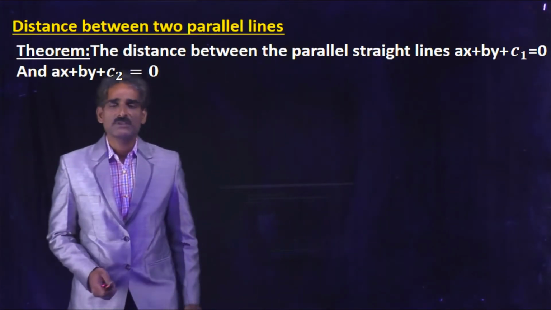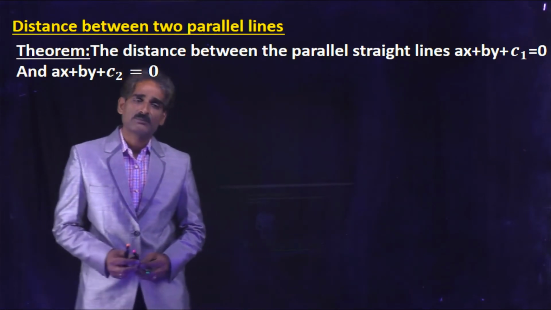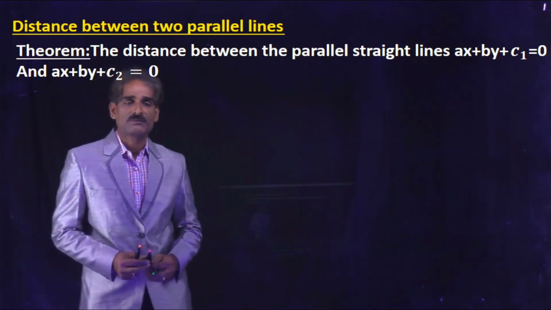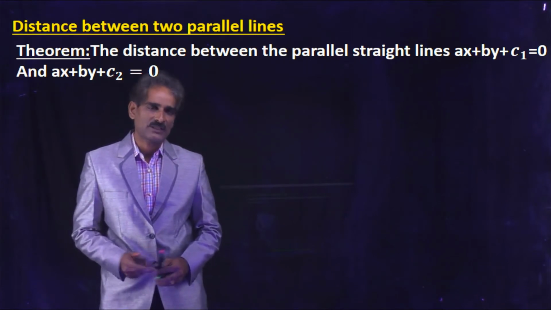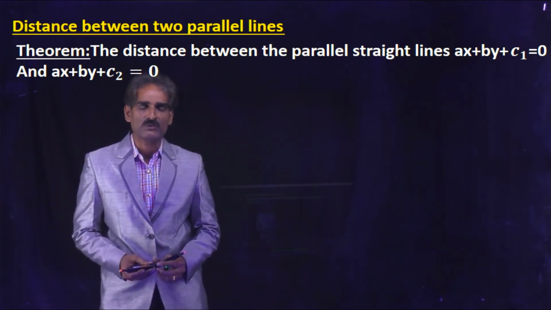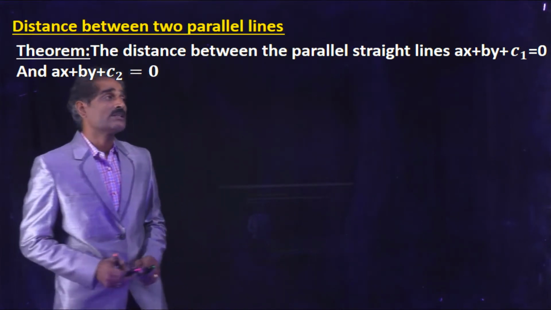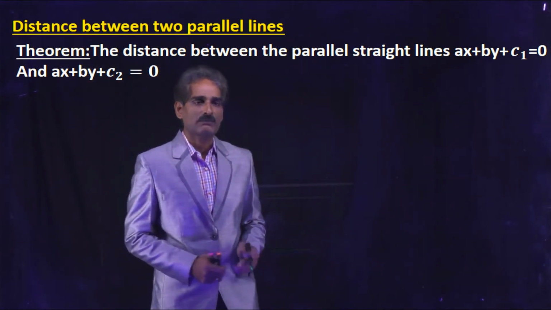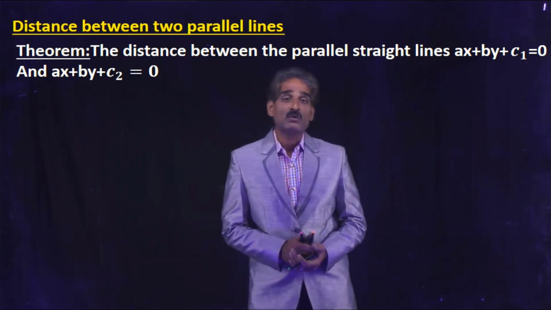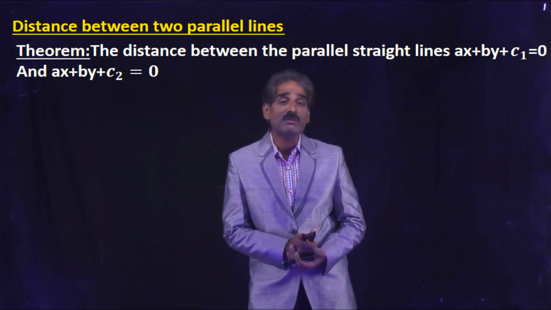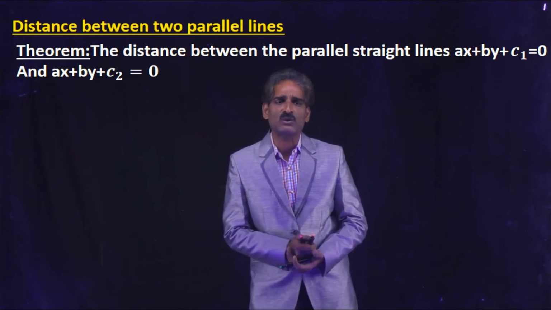So now see one of the theorems. Distance between the parallel lines. The theorem is not important from the examination point of view, but the formula is important. So here the given two lines are clearly parallel because the x and y coefficients are the same. They only differ by constants. There is a difference in only constants.